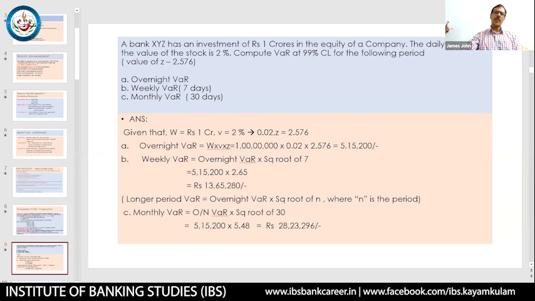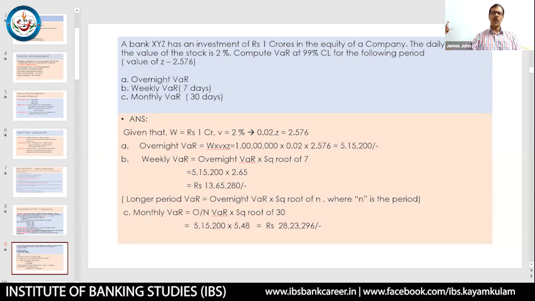Third is, what is the monthly VaR? So monthly VaR, you can take the days as 30 days. Here again, overnight VaR into square root of 30. Overnight VaR, 5,15,200. Square root of 30 is 5.48. Multiply, you will get 28 lakh 23,296. So this is the way in which you can compute VaR using the parametric approach.